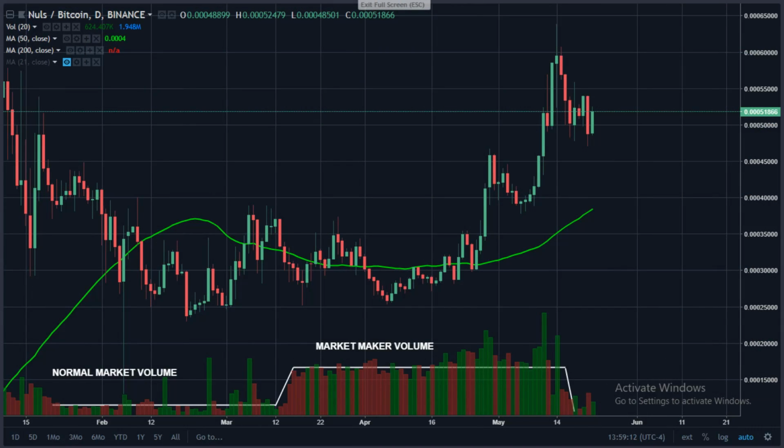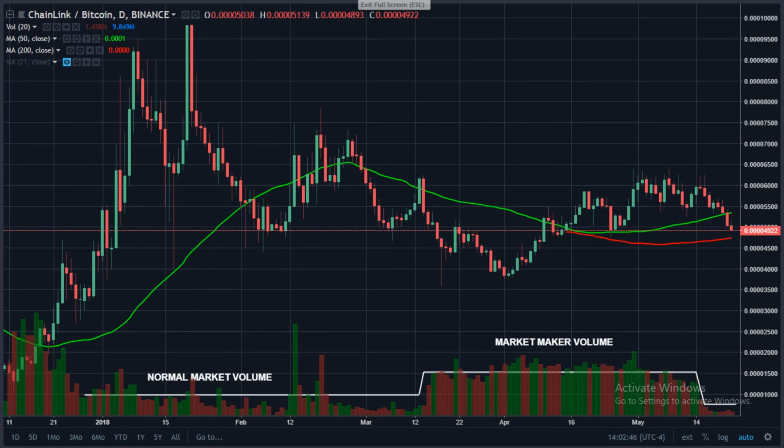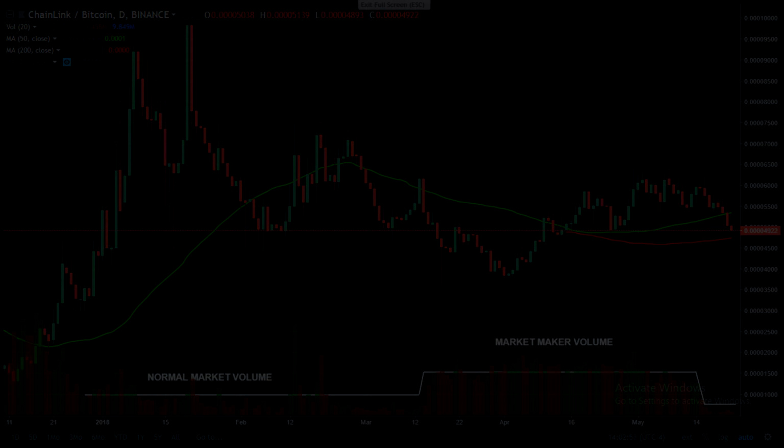So I recommend to all of you to look out for market maker volume. It's not too hard to spot most of the time, and in fact, not only does it tend to come out of nowhere with no major increase in price action, but along with that as well, the volume bars tend to be very similar on a daily basis.